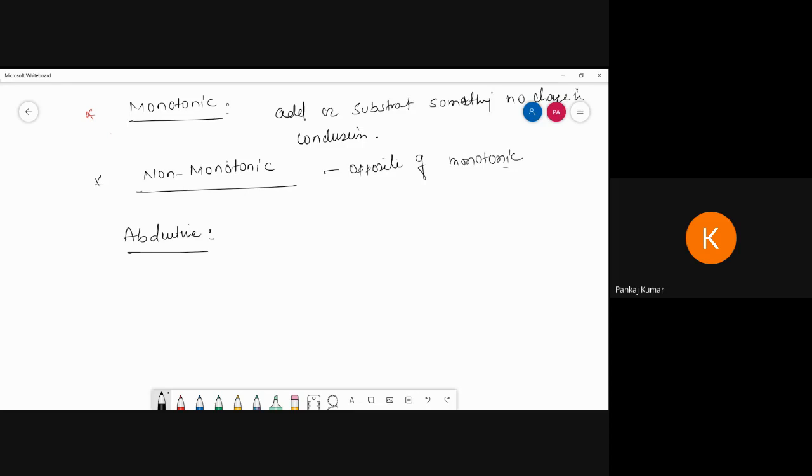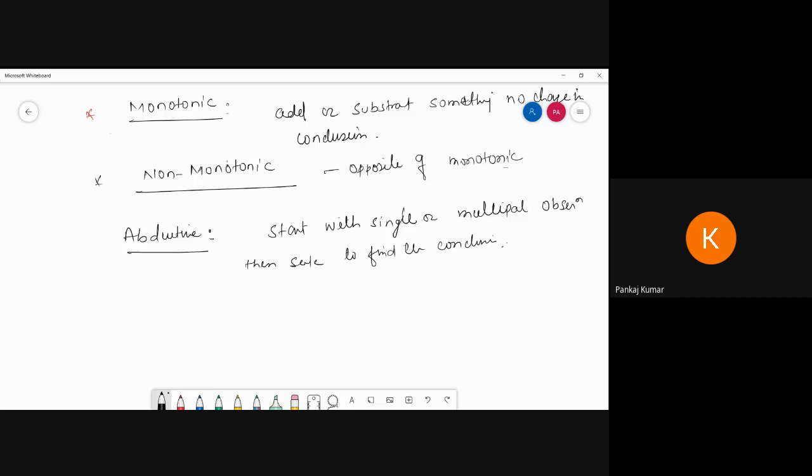Okay, so we can write: start with single or multiple observations, then seek to find the conclusion. Okay, so that is called abductive reasoning.